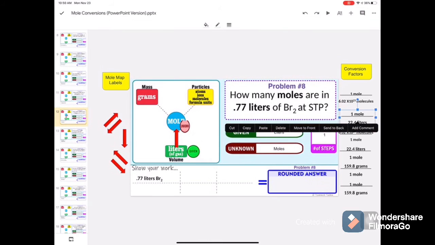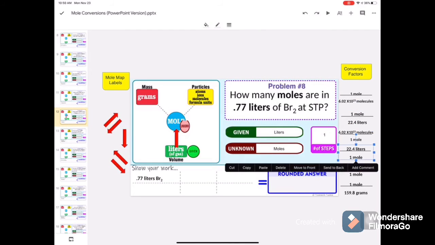Well, I've got 1 to 22.4 and I have 22.4 liters to 1 mole. Remember, those are the same. The mole-liter relationship is 1 to 22.4, moles to liters. So whether I put moles on top or bottom doesn't matter. It's just there so I can cancel a unit.